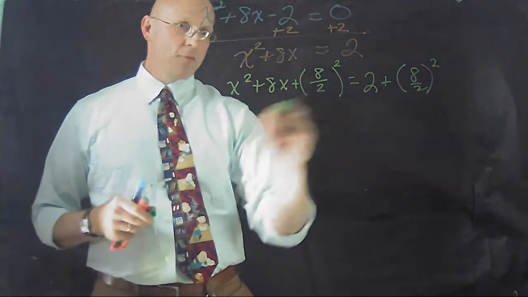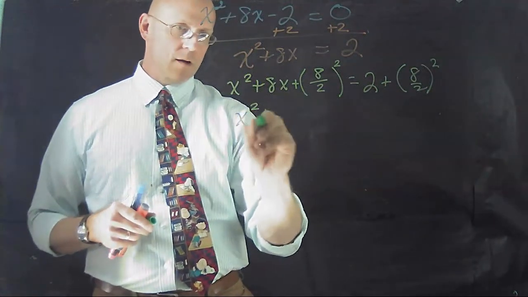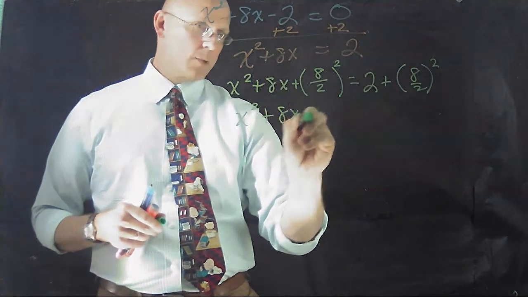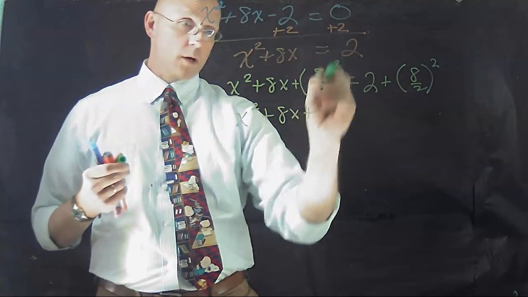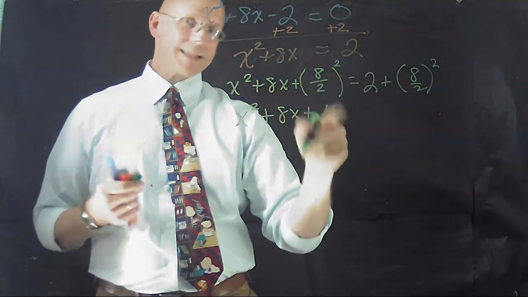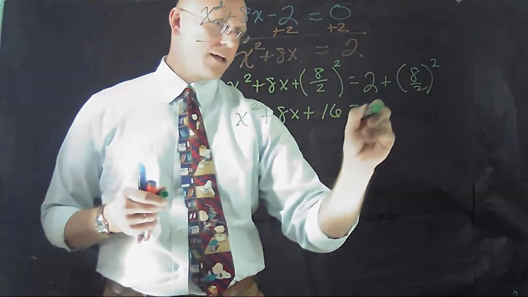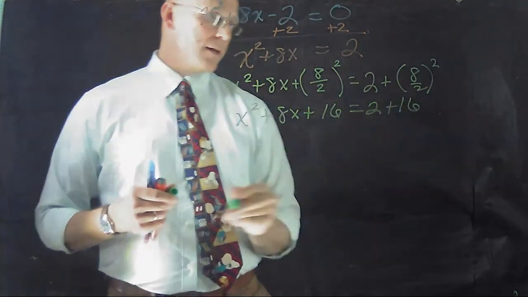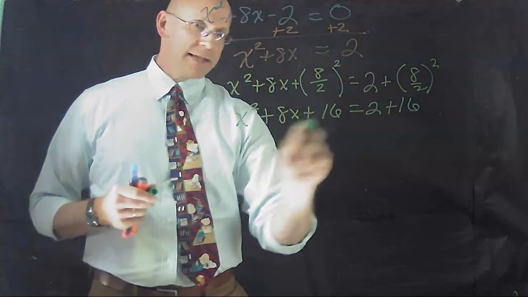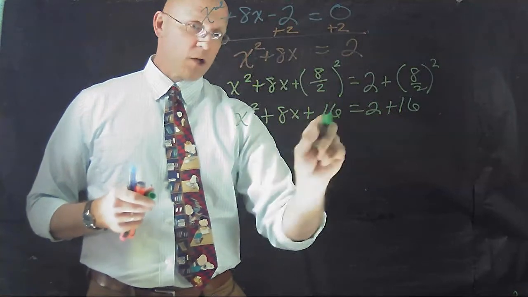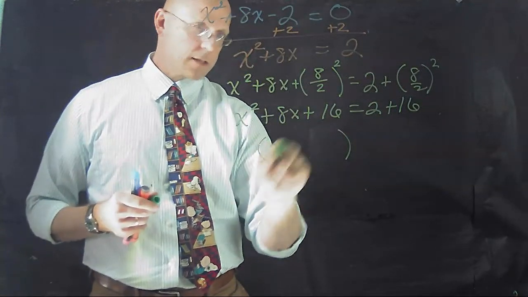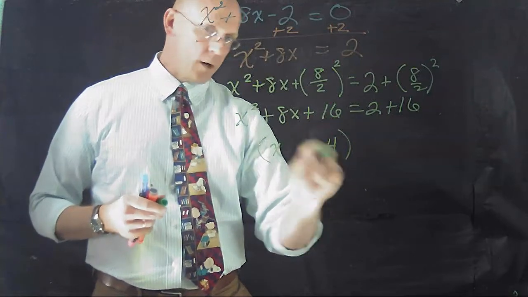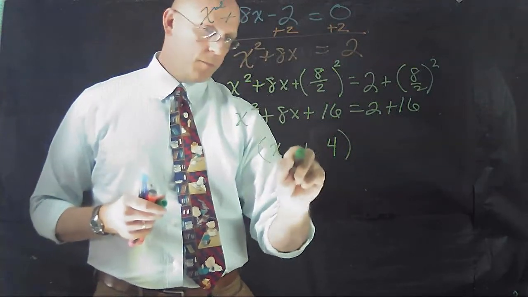Okay, so on the left, what I really have now is x squared plus 8x plus... 8 divided by 2 is 4. 4 squared is 16. So I really added 16 on the left, which means I have to add 16 on the right. This is now factorable. It's a perfect square trinomial. Square root of x squared, x. Square root of 16, 4. The sign of the middle term, boom.